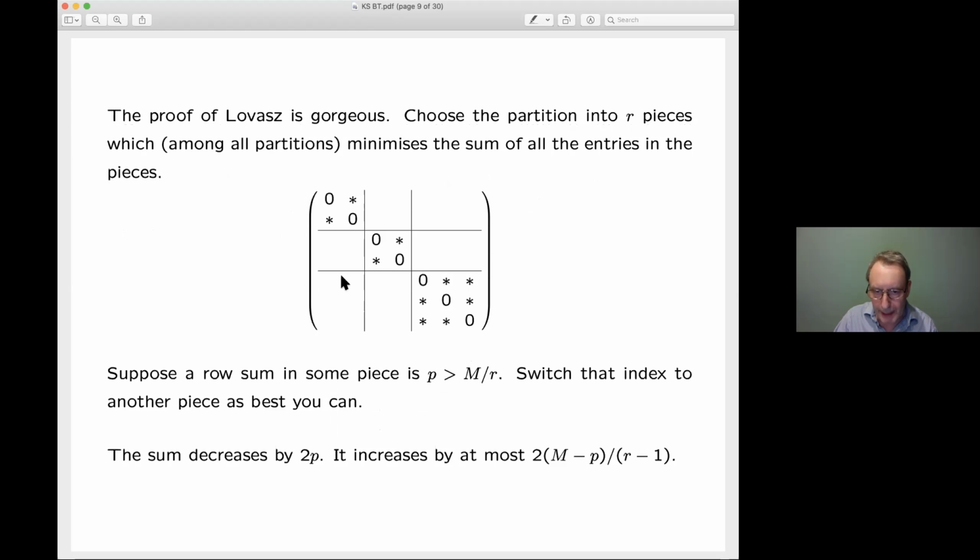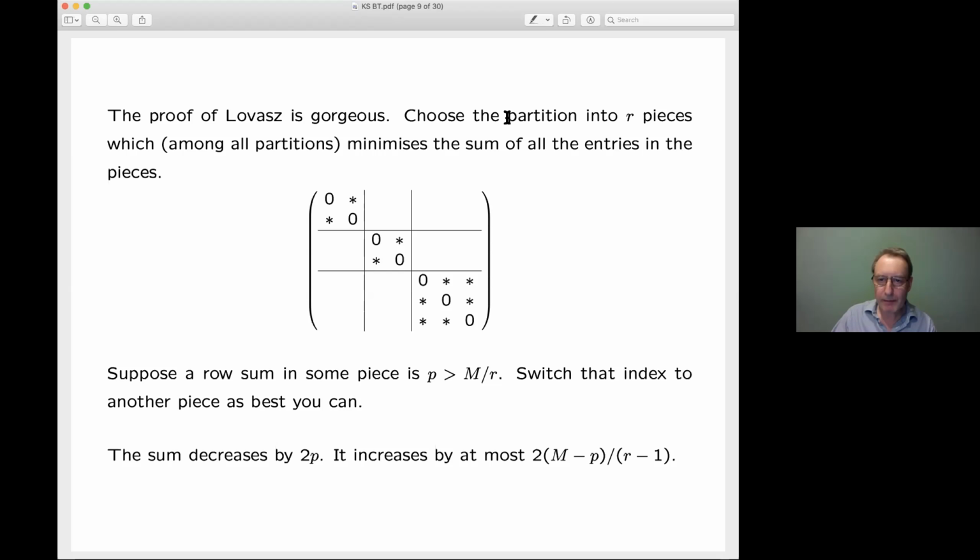What I'm going to do is take this index, so in this matrix it's index 5, and put it into one of the other pieces. So I'm going to transfer it from this piece where it's bad to another piece. And of course, I choose which piece to transfer it to. I switch the index to the best piece that I can. In other words, I try to switch it so that the sum that I get from here or from here, whichever piece I switch it to, is as small as possible.